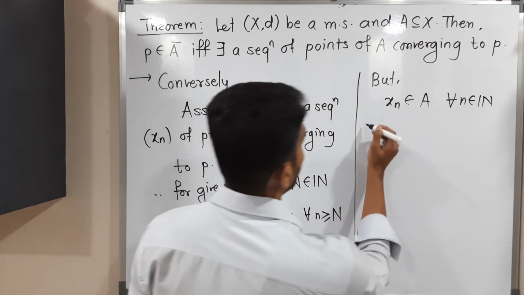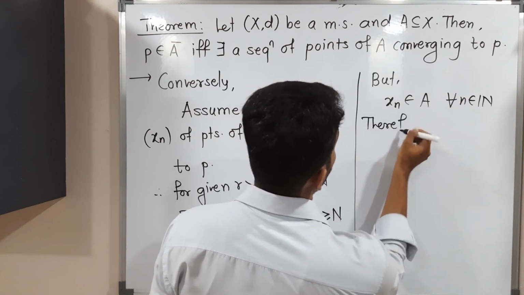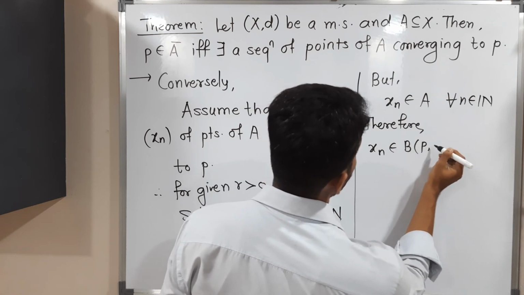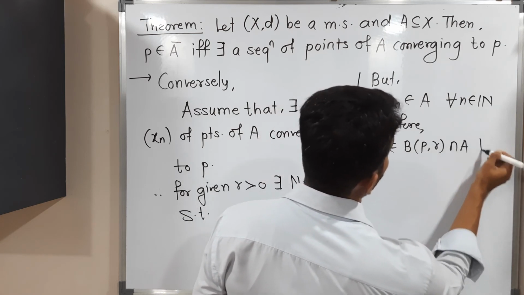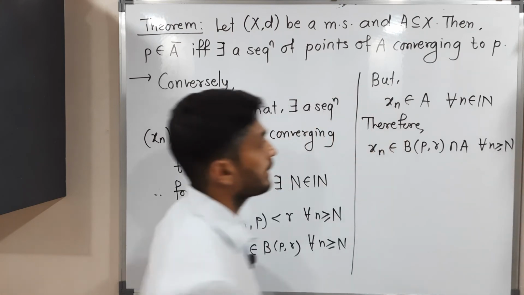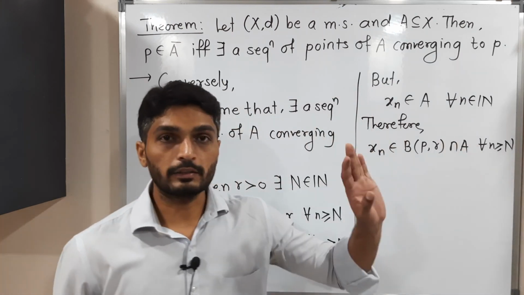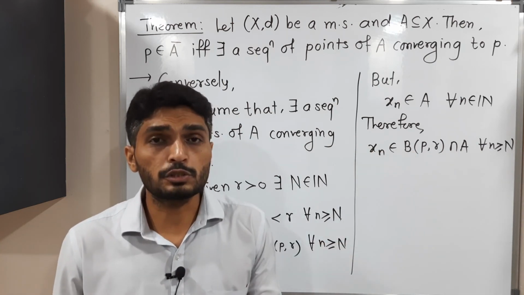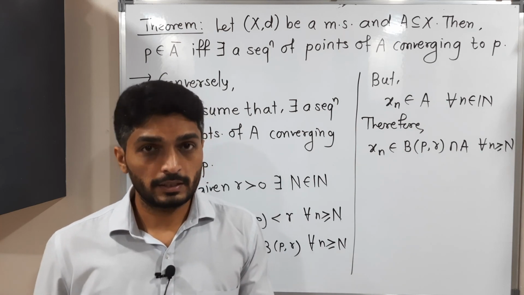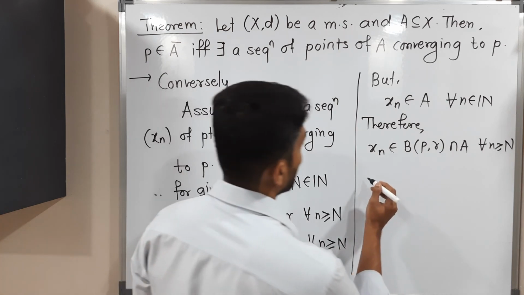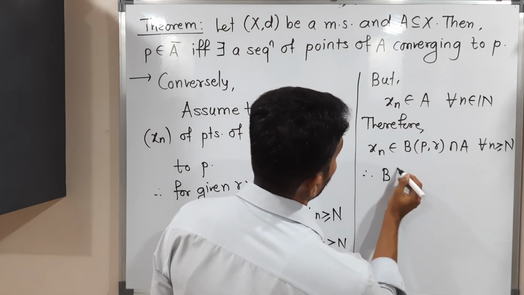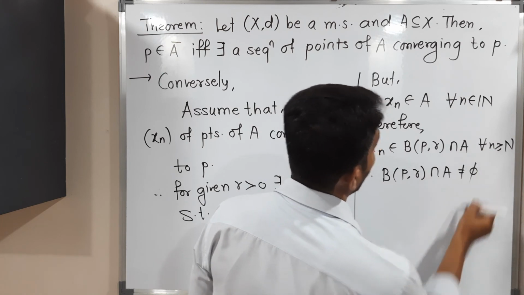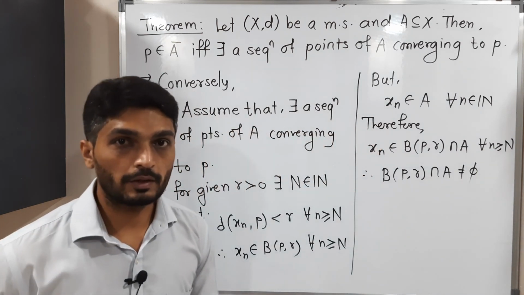So I will write, therefore, xn belongs to the open ball with center P, radius r, intersection A for all n greater than or equal to capital N. See, for all n greater than or equal to capital N, xn is an element of this intersection. So that means in that intersection there are infinitely many points. Getting it? So see, therefore what can we write? Therefore, the open ball with center P, radius r, intersection A is not equal to phi.